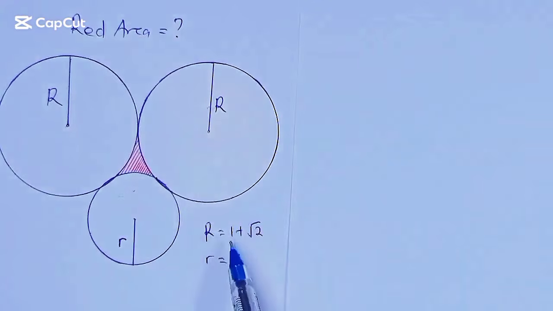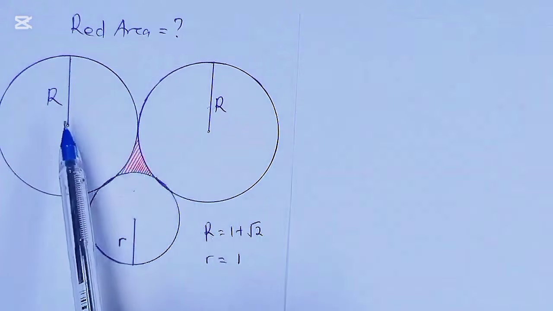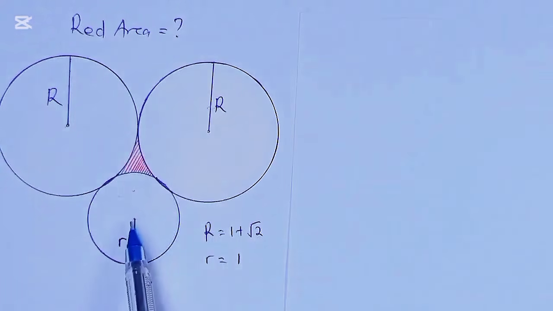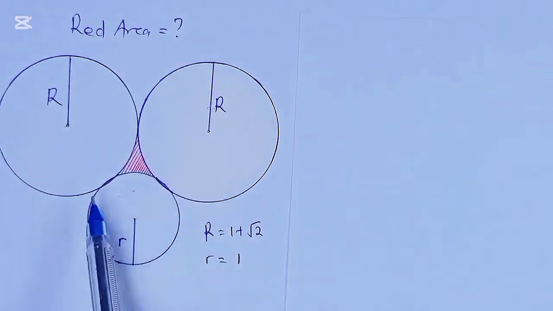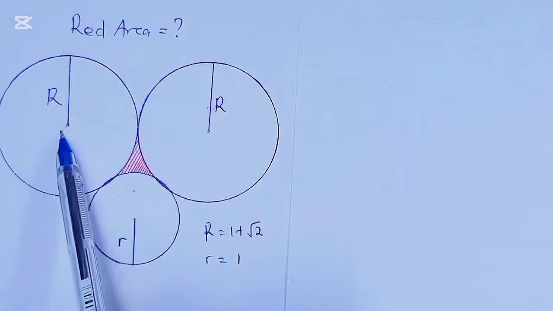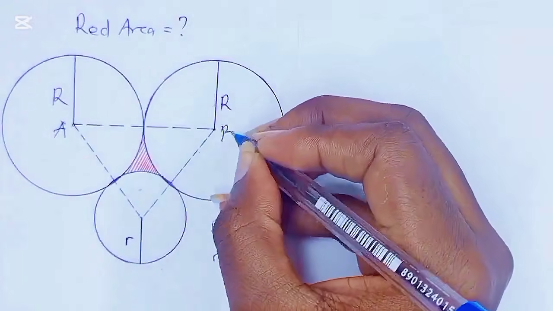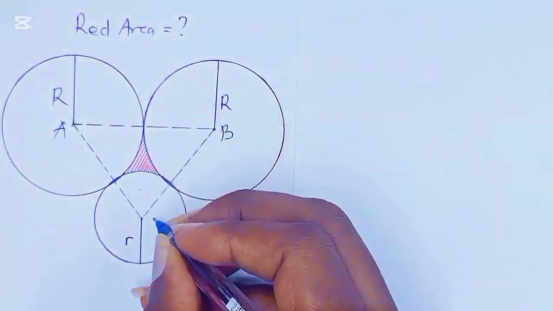Capital R is equal to 1 plus root 2, and small r is equal to 1. If we join this point to this point, and this point to this point, and also this point to this point, let me call these points A, B, and C.